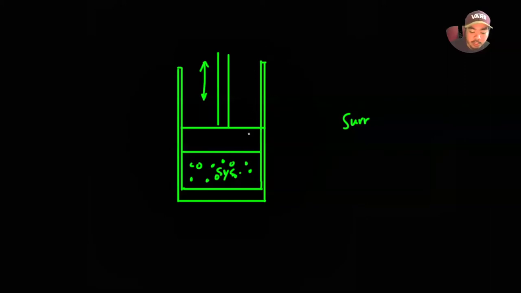It can move up and down, para maging non-constant yung volume, no? So this is a very good representation of the four systems, no? And any type of process na gusto natin ma-describe, kaya natin siya gawin in this type of piston cylinder arrangement, no?